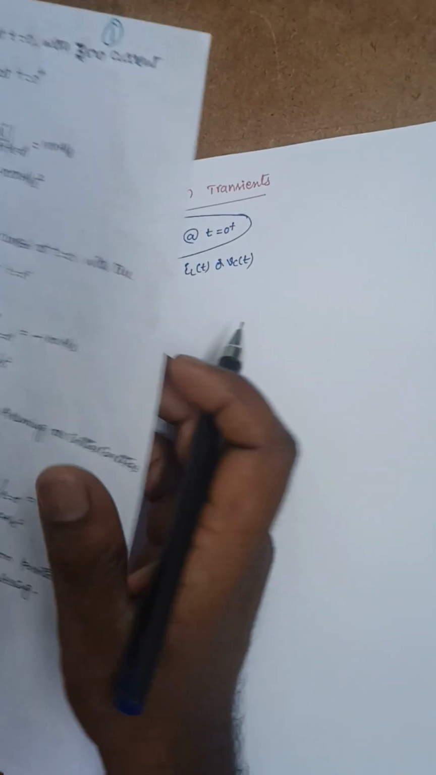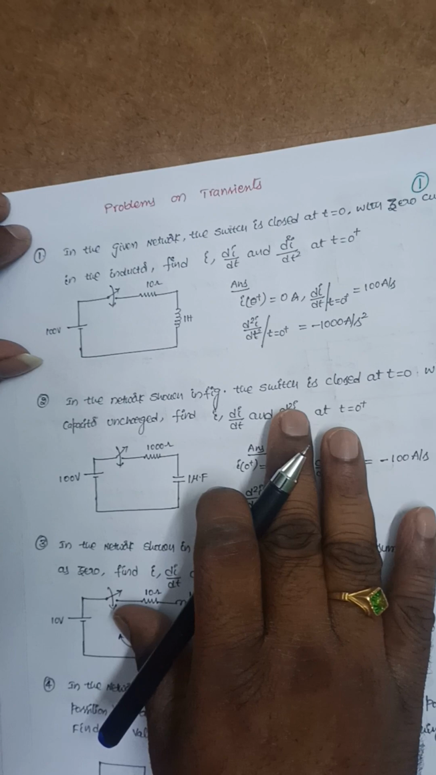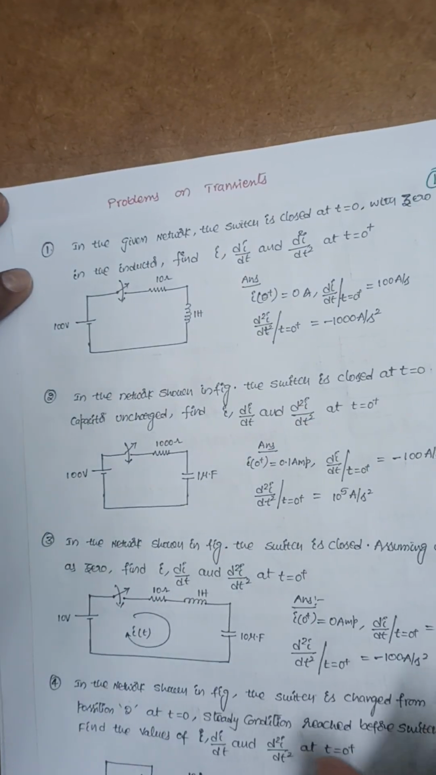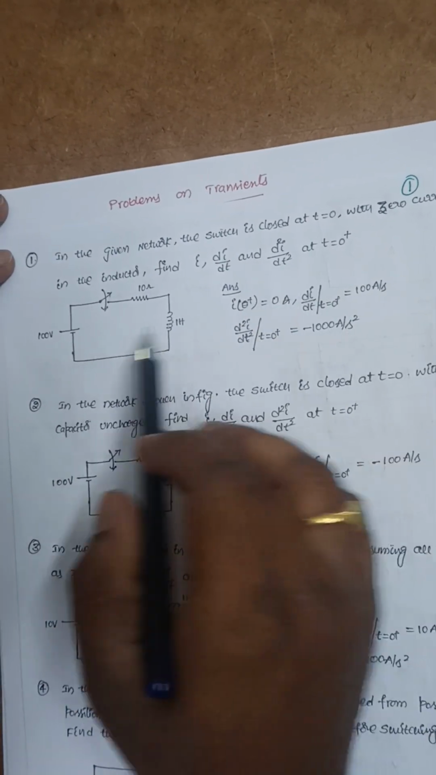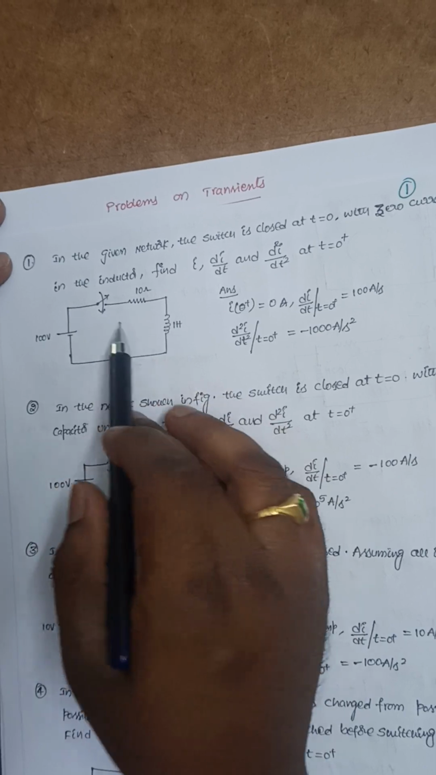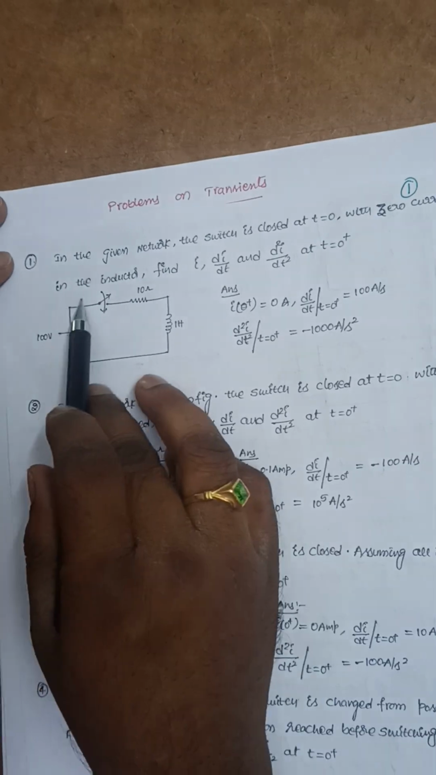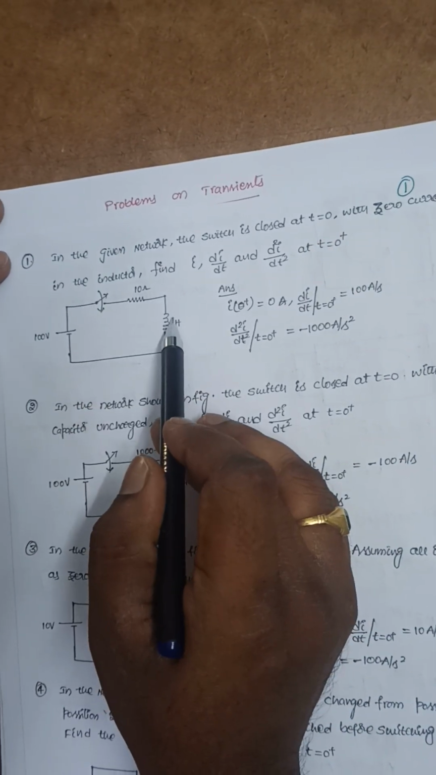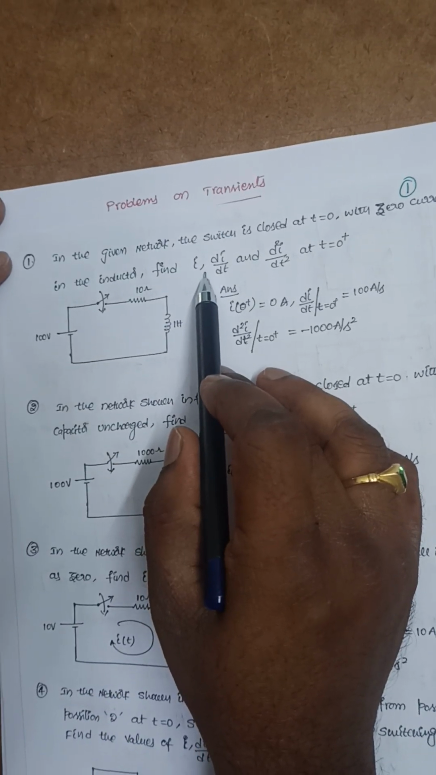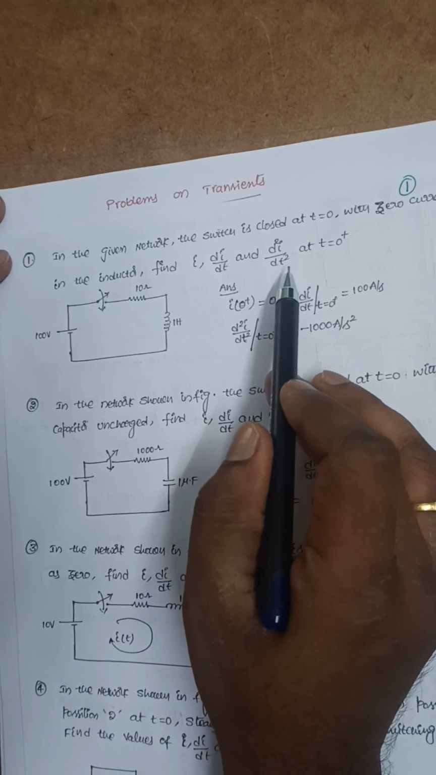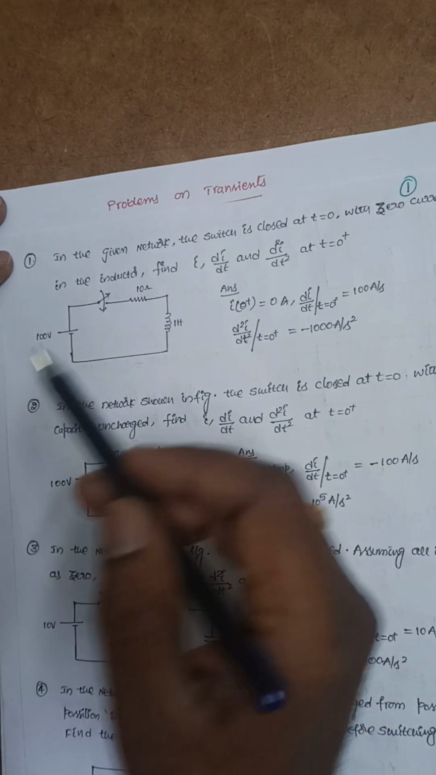Okay, so now you see one question on this. In the given network, the switch is closed at t is equal to 0 with 0 current in the inductor. That means initially there is no current flowing through the inductor. Find the values of I, di by dt and d square I by dt square at t is equal to 0 plus. This is the question that I need to solve.